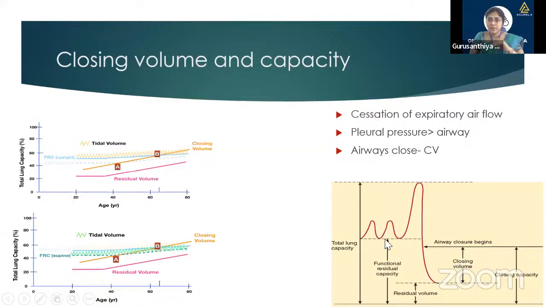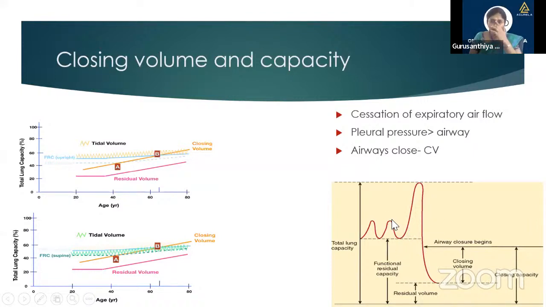As you can see in this graph, the FRC is actually above the closing volume, above the closing capacity. This is responsible for maintaining the normal oxygen saturation, and there is no physiological desaturation because of this.